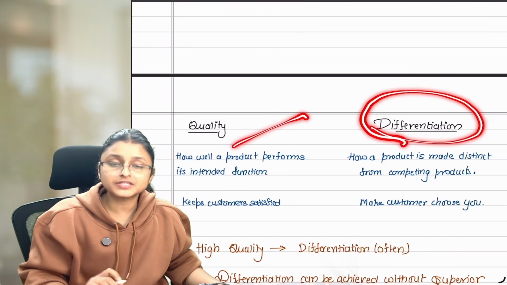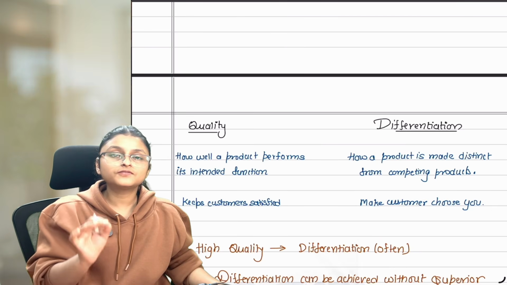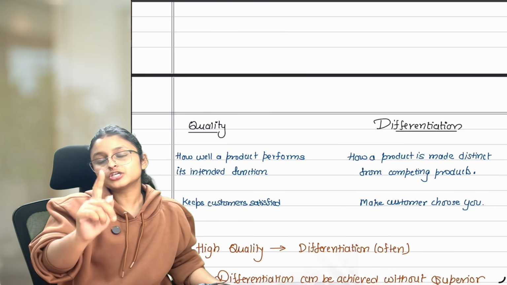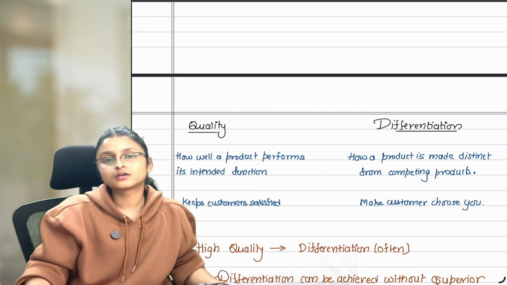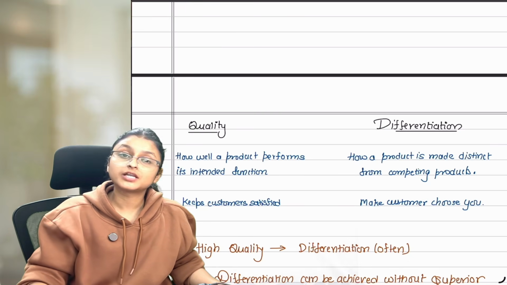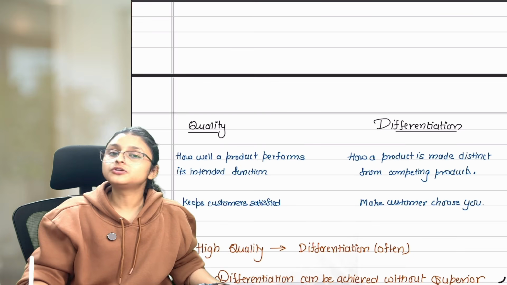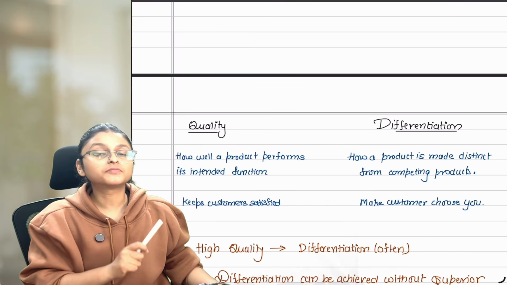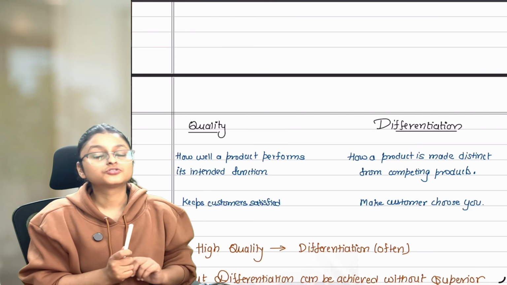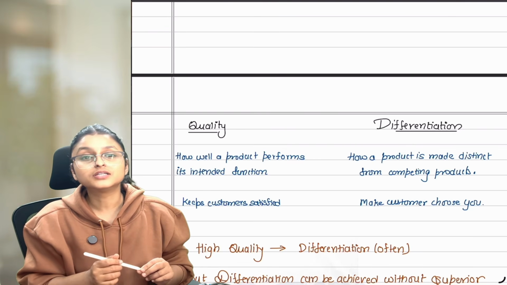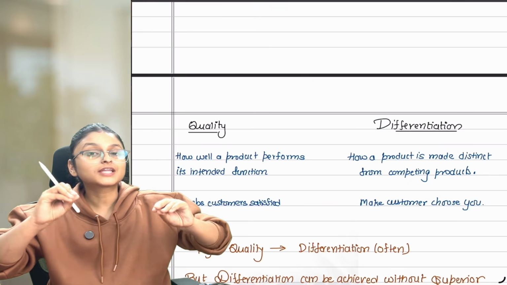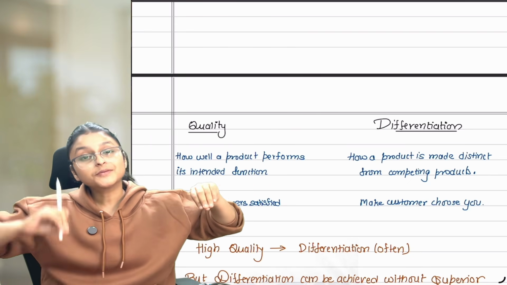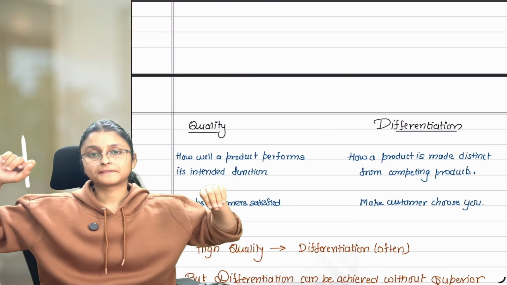But in case of differentiation, think about it. Even if the product is not able to perform its function really well, can I differentiate it from a competitor's product? Answer is yes. How? With the help of marketing. I am able to differentiate my product with the help of branding, even if the product is not able to perform its functions really well. So differentiation doesn't require quality. Even if the product is not of good quality, it can be differentiated from a competitor's product.